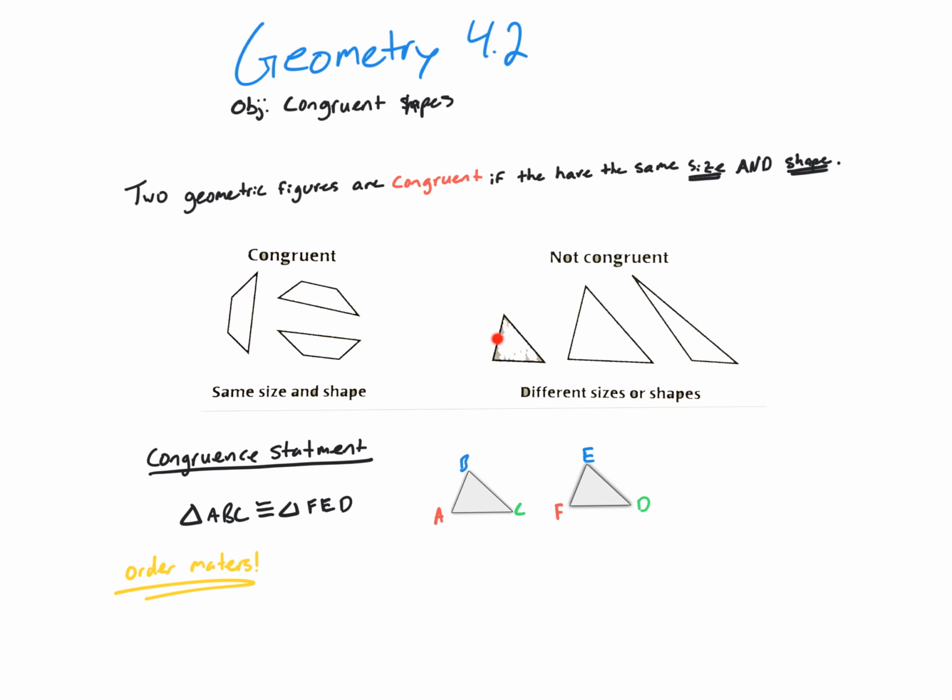However, here notice this one and this one are the same shape, however they're not the same size, so they're not congruent. And these ones are different shapes, and these ones are different shapes, so they're not congruent either.